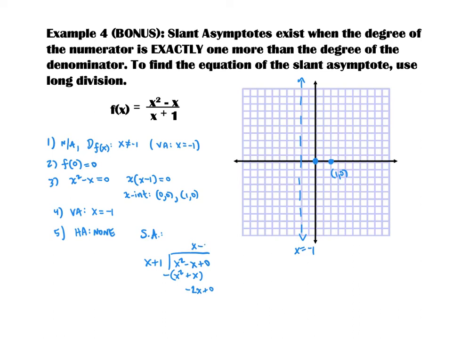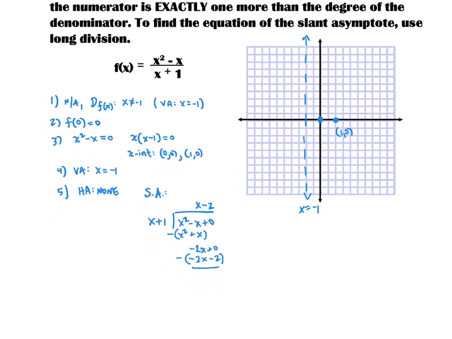So it looks like I want negative 2. So that would be negative 2x, and that would be minus 2. Okay, we're getting close here, guys. I'm going to have a remainder, it looks like, of 2. So x squared minus x divided by x plus 1 is equal to x minus 2 plus 2 over x plus 1.